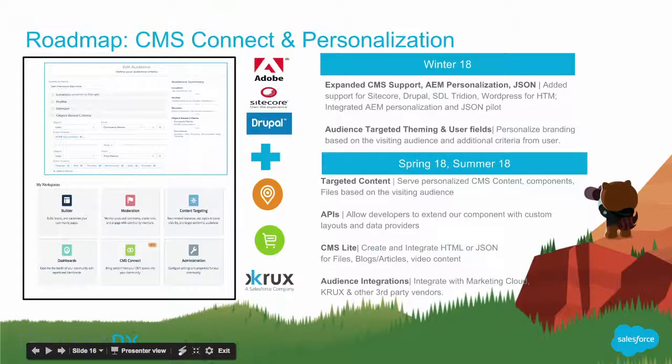Just very briefly, I wanted to talk about our roadmap. We have a really exciting three-release roadmap, both for audience and content management. For content management, today we technically support any CMS where you can get an absolute URL. Usually that works really well with Adobe Experience Manager, but we are testing and expanding to Sitecore, Drupal, SDL, Tridion. It really doesn't matter. We're not CMS specific.